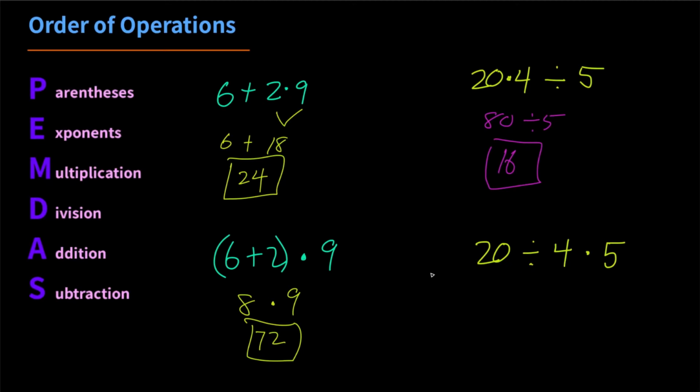Using PEMDAS, we have no parentheses and no exponents. We have multiplication and division, but we're going to do whatever operation is on the left first. So starting on the left, we have 20 divided by 4, so we solve that first. 20 divided by 4 is 5. And then we just carry over the leftover operations. We have 5 times 5 is 25.